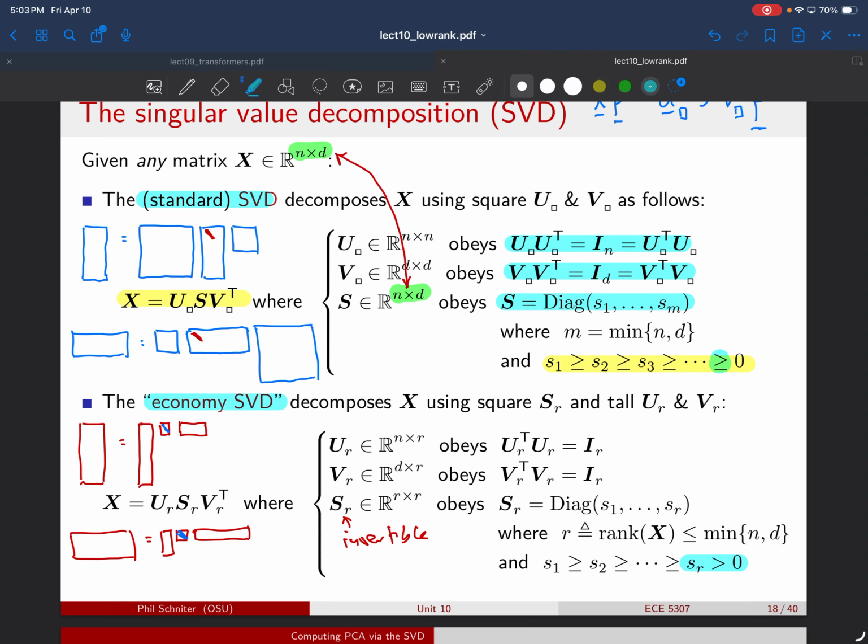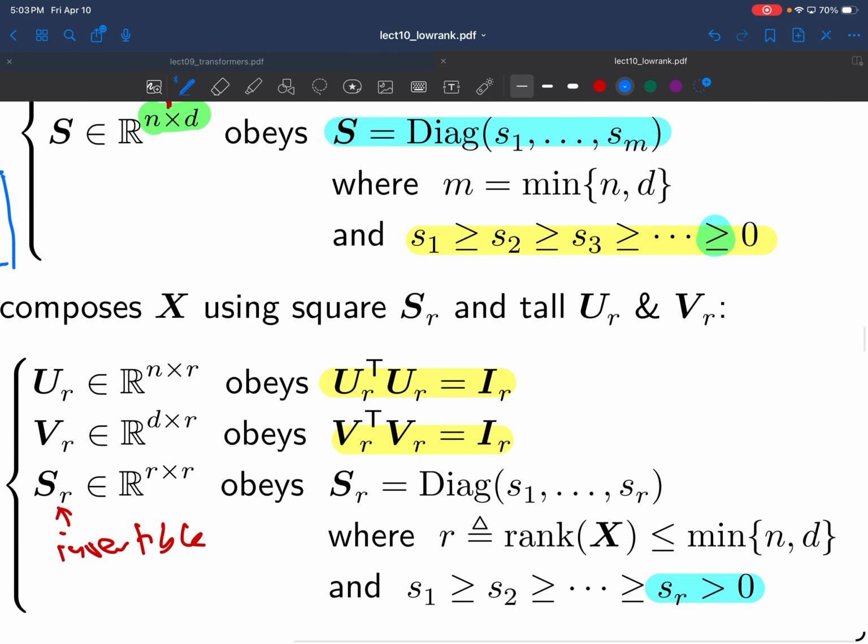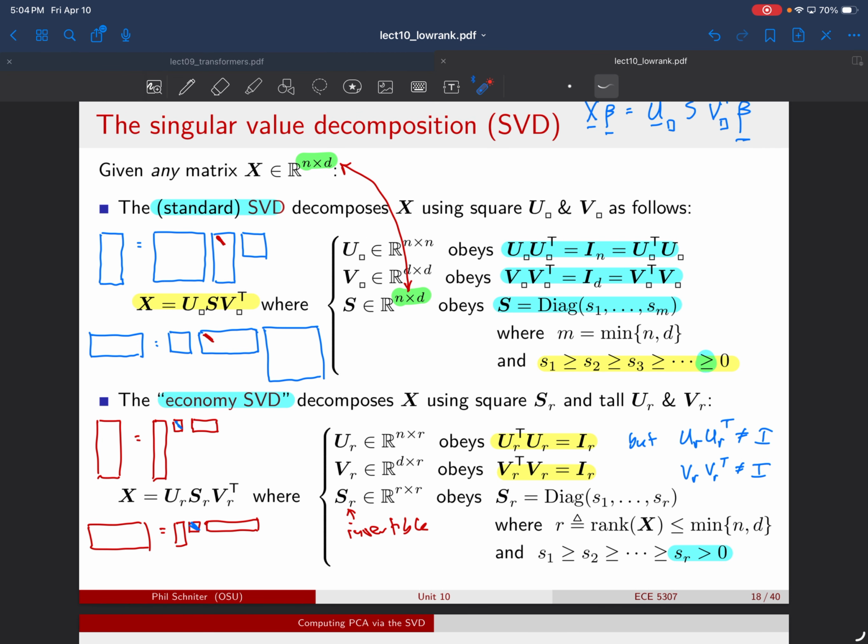We do have some properties like these, but we cannot swap the order anymore. So for example, this U, it might be a tall matrix. Its columns are mutually orthogonal and normalized, but if I do the outer product of two tall matrices, I definitely don't get identity.